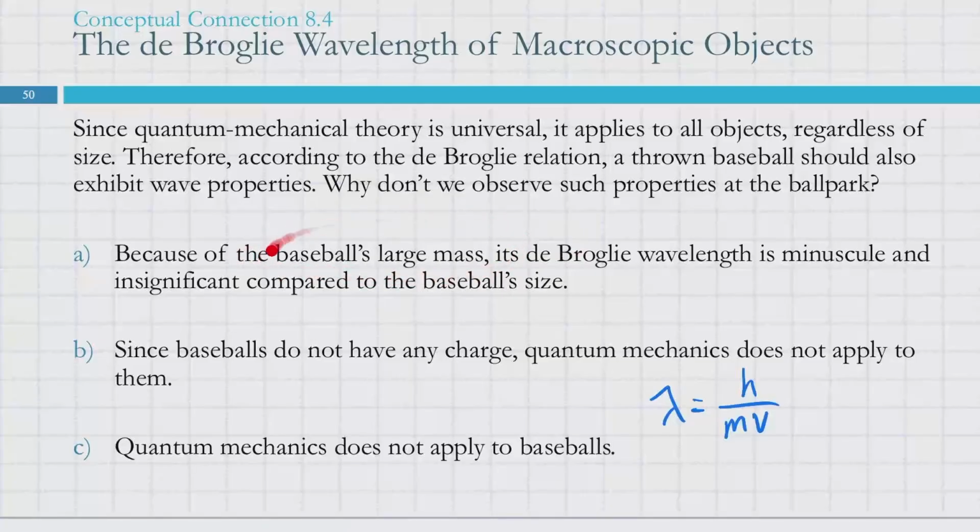One possible answer, the baseball's mass is large, and so its de Broglie wavelength is minuscule and insignificant compared to the baseball size. Baseballs don't have any charge, so quantum mechanics don't apply to them. Or baseballs are excluded from quantum mechanics? Any ideas?